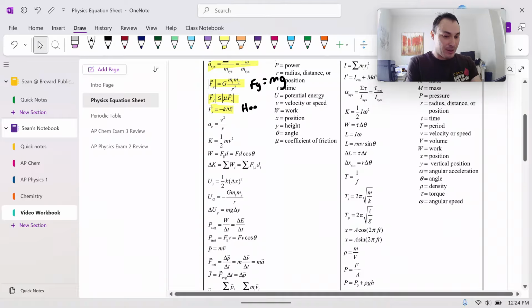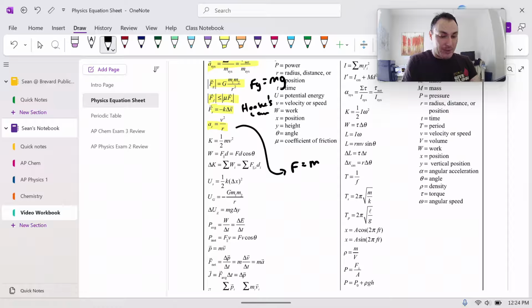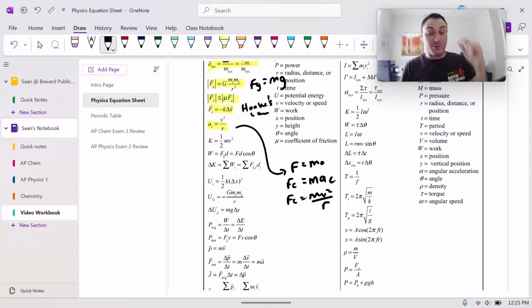This is Hooke's law. So if you ever see Hooke's law in an AP physics question, that is what it's referring to. And lastly, you are given that the centripetal acceleration is equal to the tangential velocity squared divided by the radius of the circular motion. We can extend this one: if we look at F equals ma, centripetal force is just equal to mass times centripetal acceleration, or centripetal force is equal to mv squared over r. Pretty simple derivation there. Remember, centripetal force is not an applied force, it's a net force.